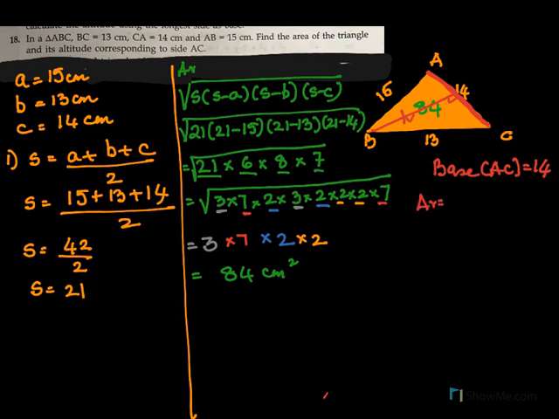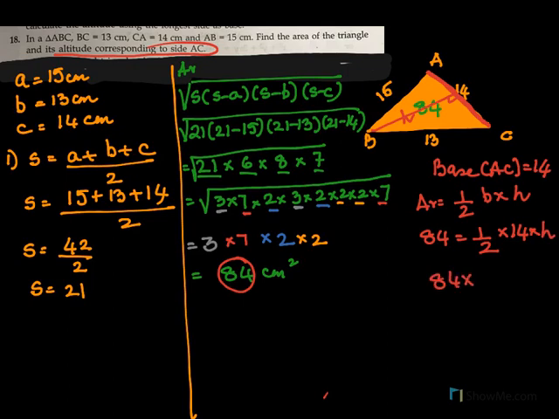And we know area of triangle is half base into height. The area is 84, which we already have found. Half. Our base is 14. They have told us to take the altitude on AC, so we've got to take AC here. And height is H. So 84 into 2 over 14 will be equal to H. And here your H works out to 12 centimeters. So the height on AC is 12 centimeters.